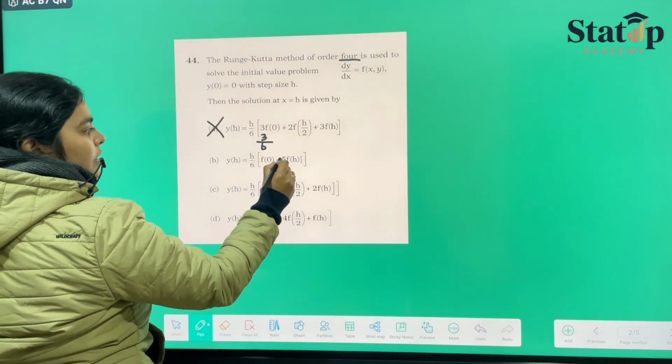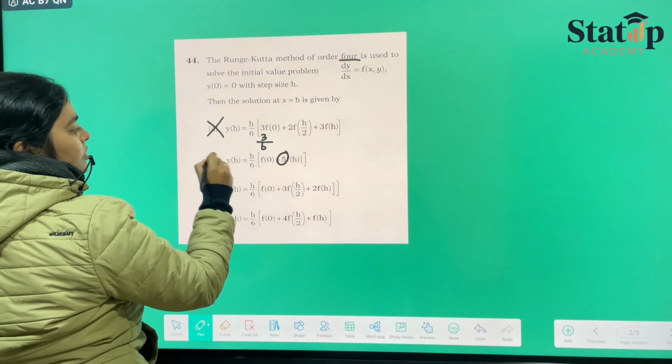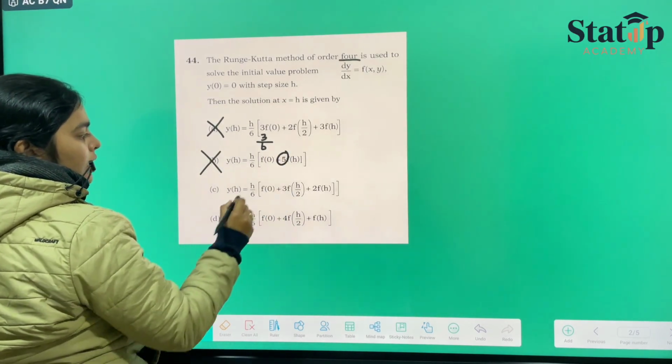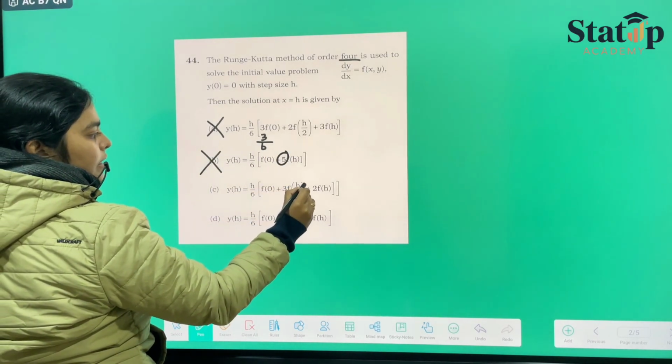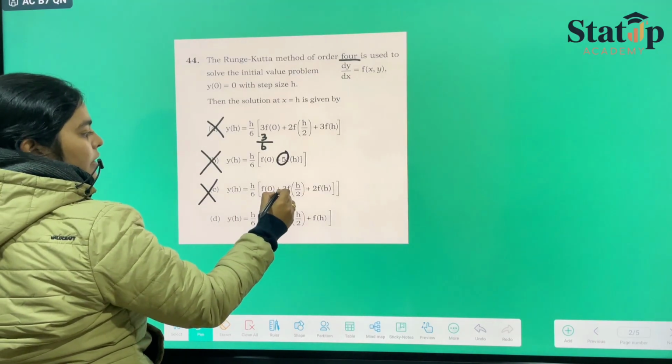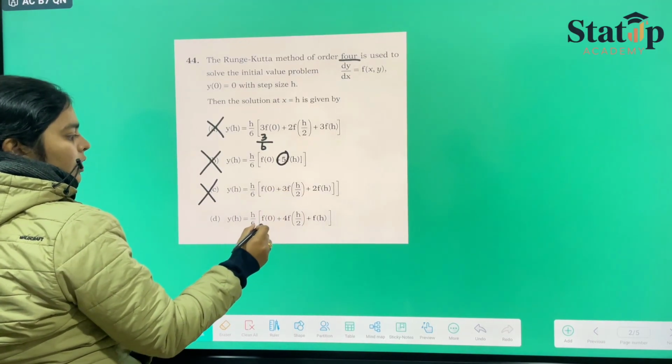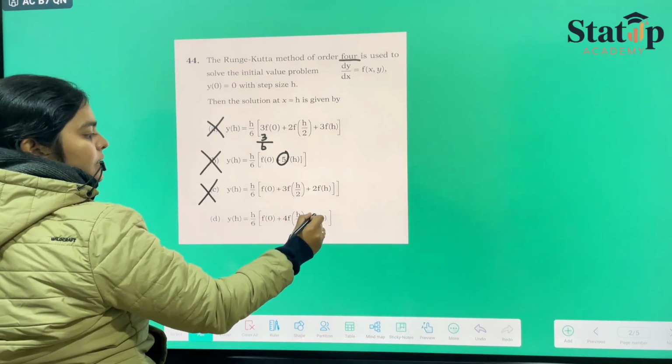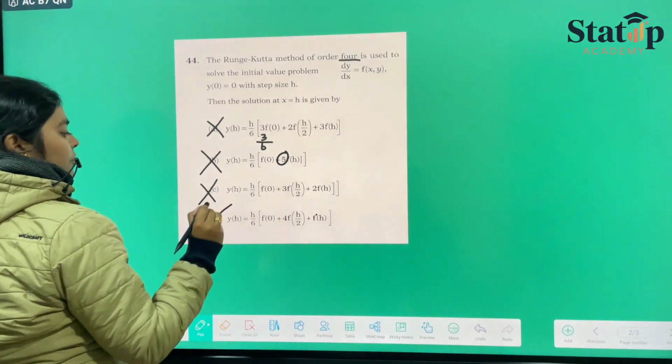This is 1 upon 6 and 5 by 6. 5 doesn't come in this formula, so this also gets cancelled. 1 by 6, 3 by 6 and 2 by 6. This also gets cancelled because there is no 3 by 6 in the formula. Here it will be 1 by 6, 4 by 6 and 1 by 6, which is the correct option.